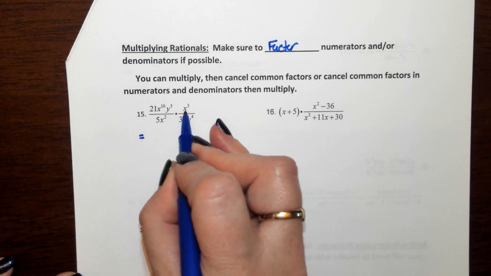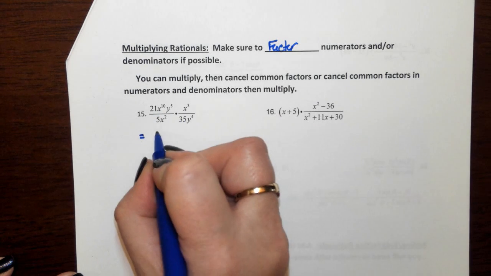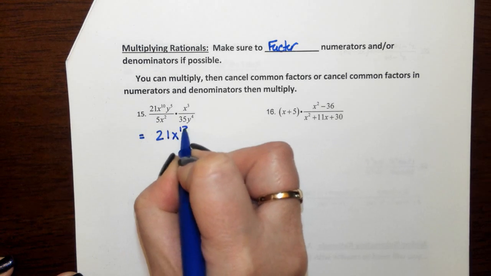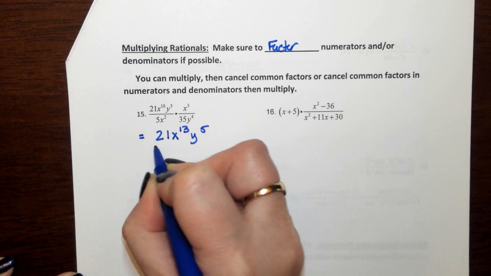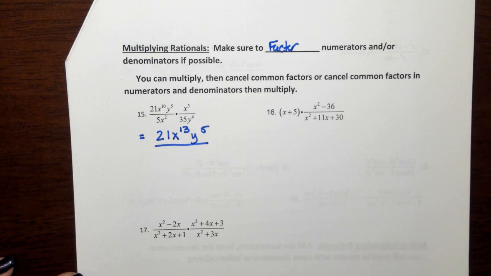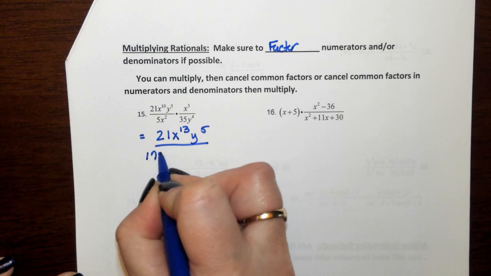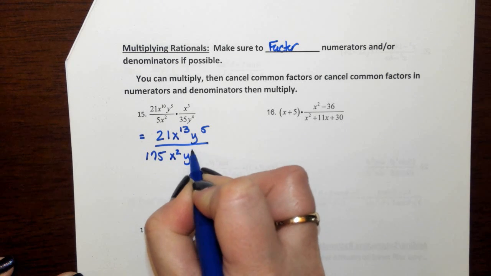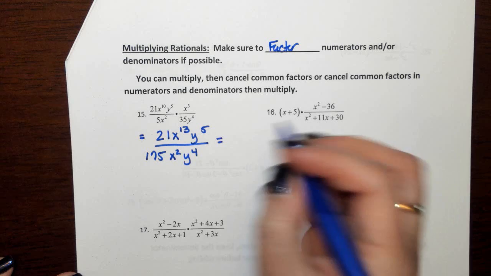Remember, when you multiply like bases, you add the exponents together. So it'll be 21 x to the 13th y to the 5th over 5 times 35, which will give me 175 x squared y to the 4th. And then you can simplify.